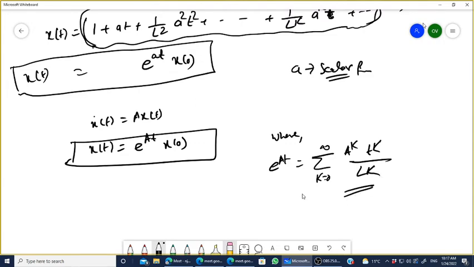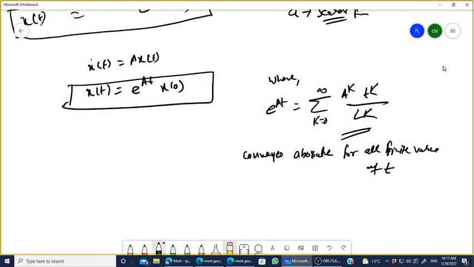And remember, e to the power at is a converging function, an absolutely converging function. It is the absolutely converging function for all finite values of t. Yes or no? If you know the t, then it is a well defined, well converging function. Yes or no? So that is that.